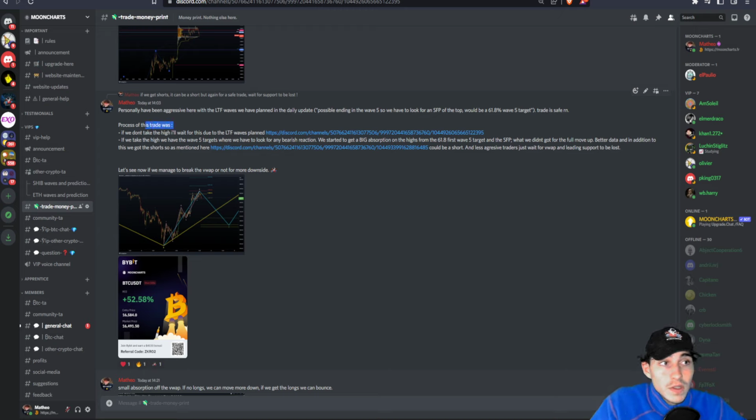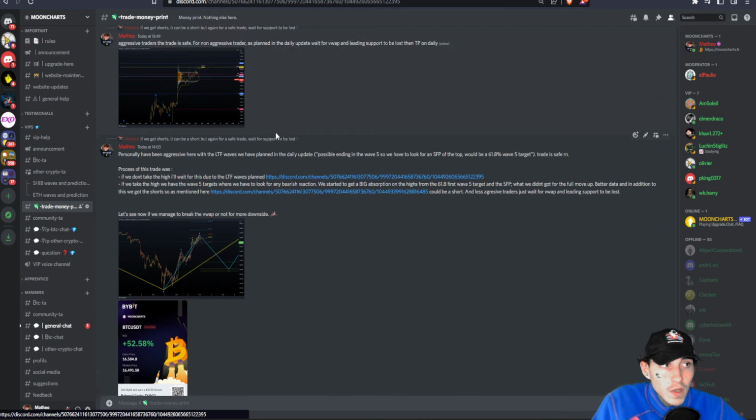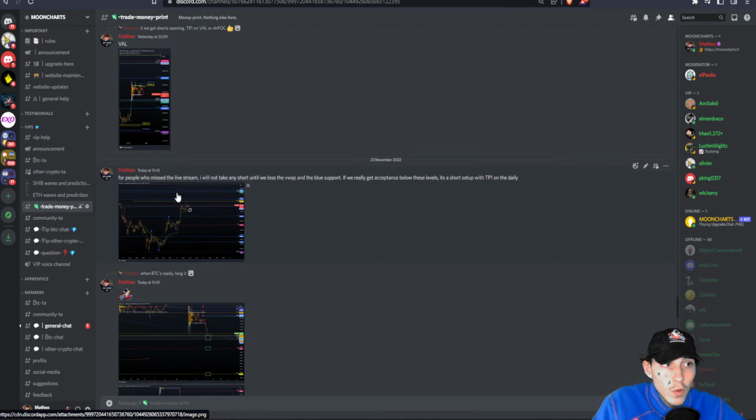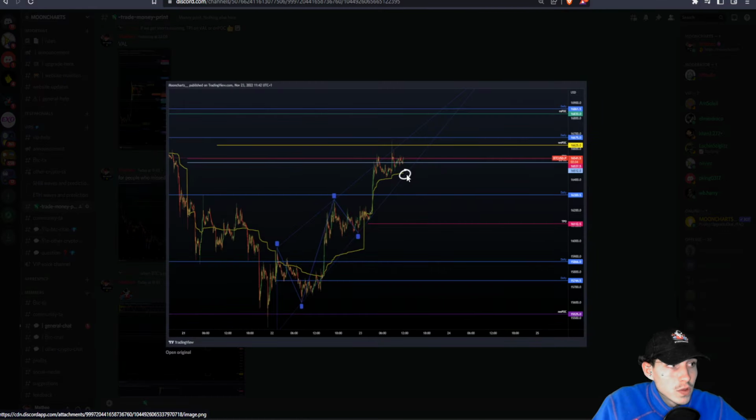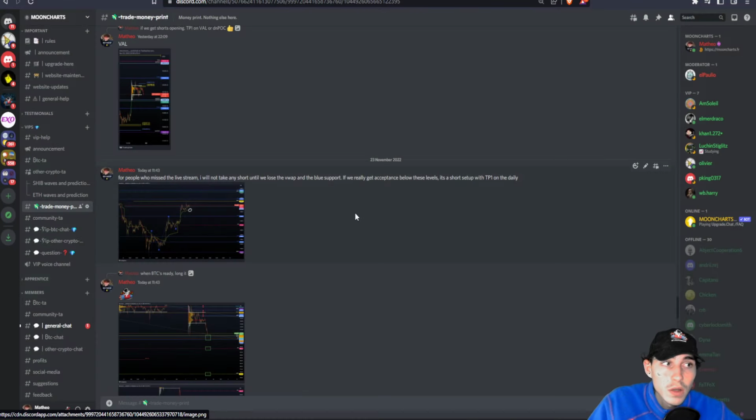Okay, the process of this trade was, of course, I have planned this before, but if we don't take the high, I wait for this due to the low time frame waves plan. Okay, so if we don't take the high once more, I'm just going to wait for the VWAP here and the bottom here of the leading to be lost. As soon as we lose this with a good data and everything here, we get some volume and everything to the downside. It's a short trade. Okay, this was the process of the stuff.